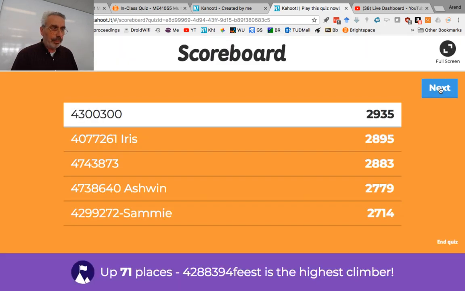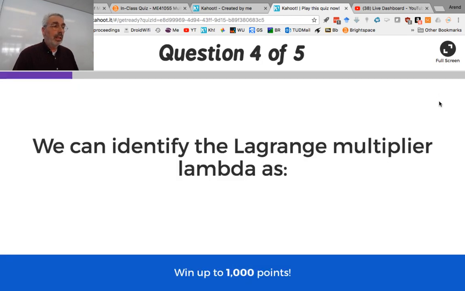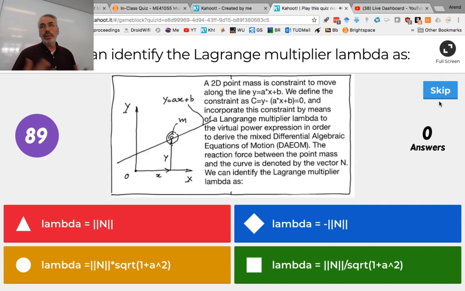Okay, let's move on. We have a new winner. Nameless, anonymous. This is about Lagrange multipliers and how you can identify them in the system.